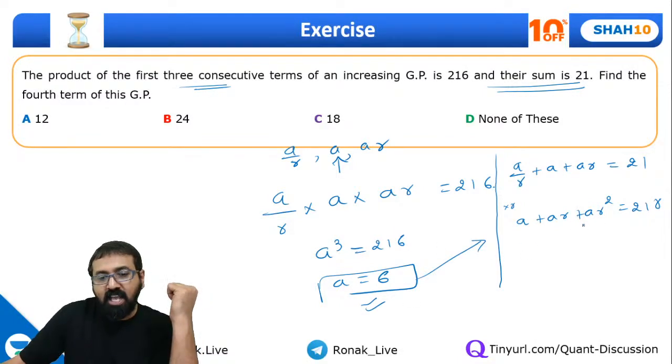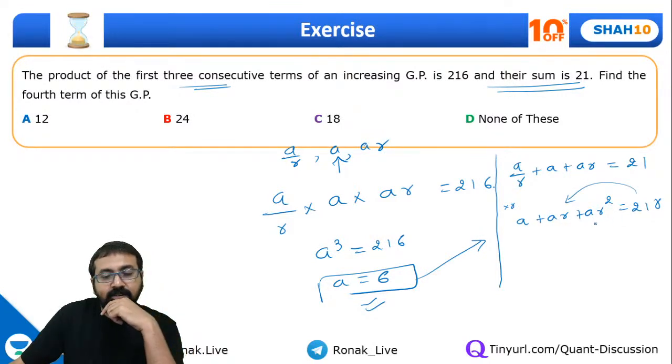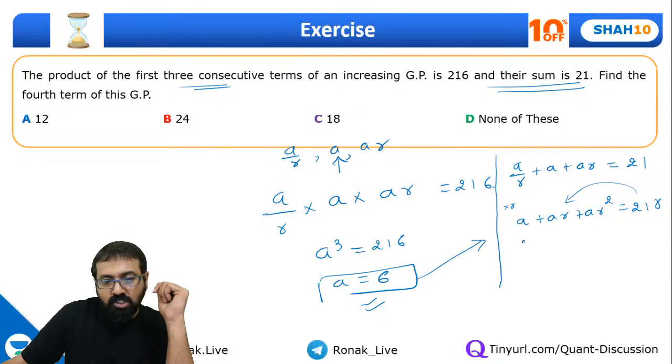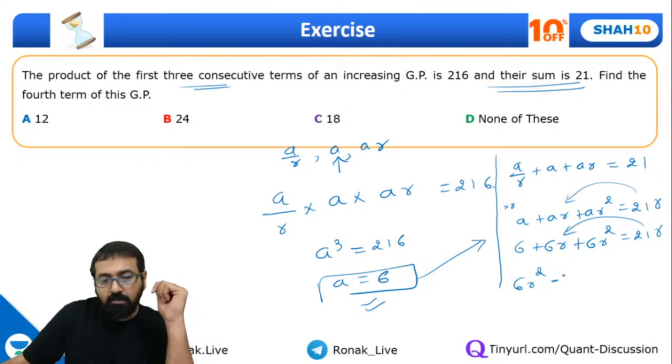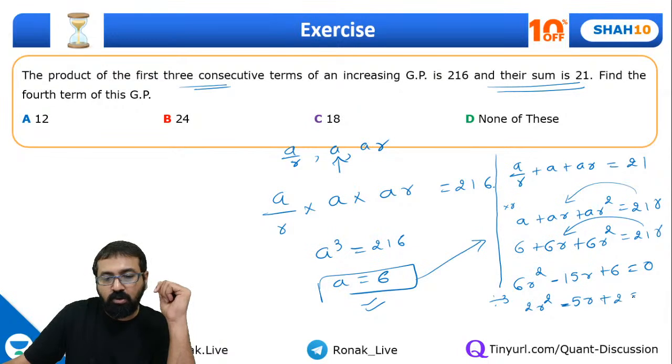So this is 6 plus 6R plus 6R square equal to 21R. Now bring it to this side, so you will get 6R square minus 15R plus 6 equal to 0. If I divide by 3, I'll get 2R square minus 5R plus 2 is equal to 0. If you find the roots, of course, the roots come out to be 2 and 1 by 2.